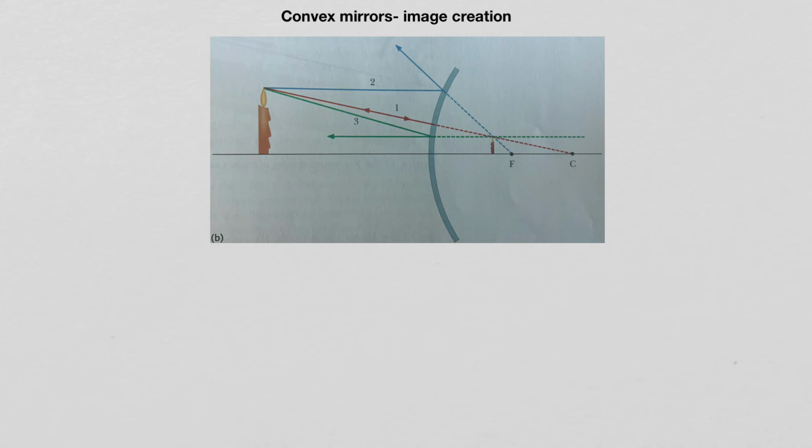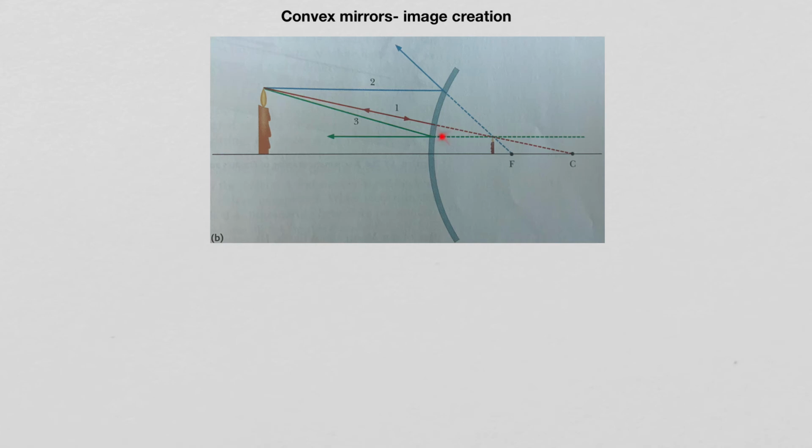Ray number 2 is incident upon the mirror parallel to the optic axis, and then after it reflects, it's going to diverge from the optic axis. However, if I continue it behind the mirror, it will look as if it's coming from the focal point here. Ray number 3 is incident upon the mirror along the direction that passes through the focal point, but after reflection, it is parallel to the optic axis.